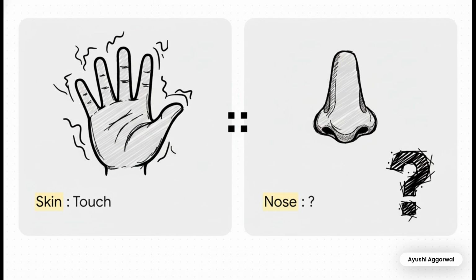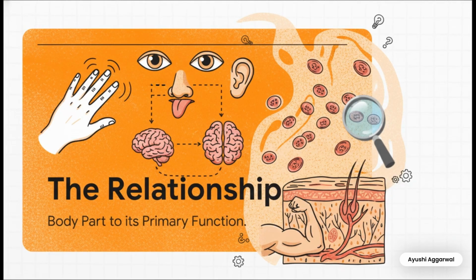Skin is to touch, as nose is to what? We need to find the word for that question mark that makes the second pair's relationship just like the first pair's. So first things first, we have to define the relationship. What is the actual connection between skin and touch? Well, the main job, the primary function of our skin is to give us the sense of touch. So that's our rule. It's a body part connected to its primary function.